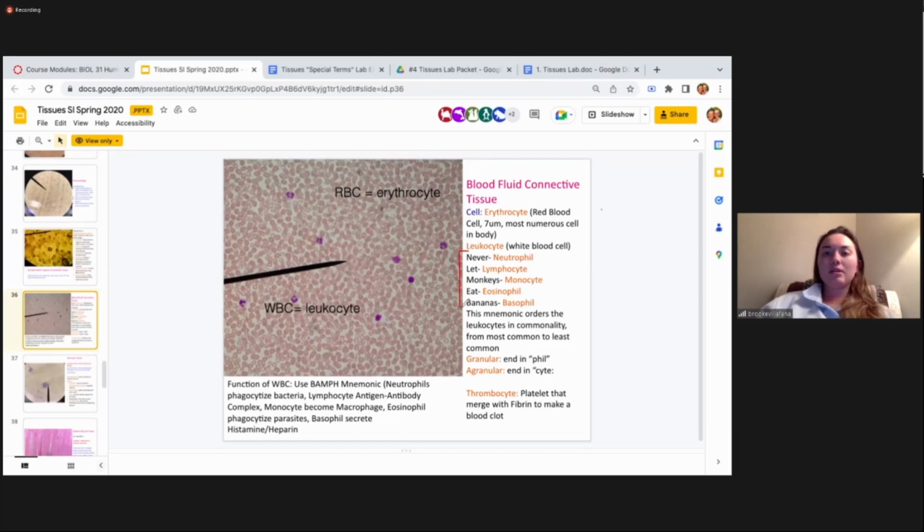We memorize this using the mnemonic, never let monkeys eat bananas. So the 5 types of white blood cells: neutrophil for never, lymphocyte for let, monocyte for monkeys, eosinophil for eat, and basophil for bananas. This mnemonic orders the leukocytes in commonality from most common to least common. So never is the most common leukocyte. Neutrophils are the most common. Basophils are the least common.